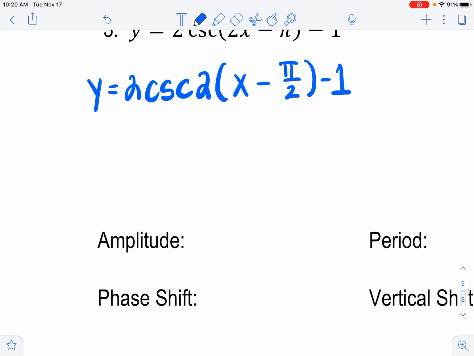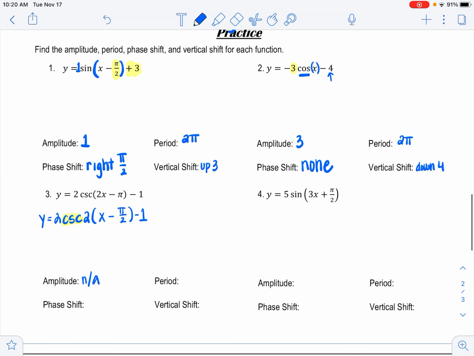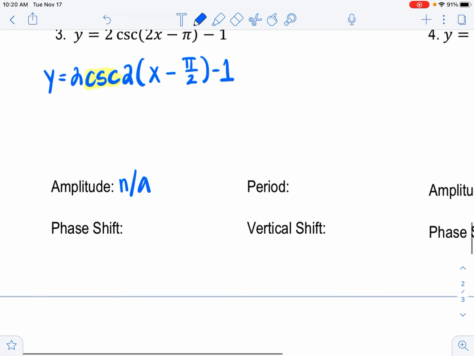All right, so now we're ready to answer these questions. First off, I want to know the amplitude. The most common incorrect answer is 2. Now, the reason the answer is not 2 is because this is cosecant, and cosecant has no amplitude. So there is no amplitude here, so you can put none, or you can put NA for not applicable. I usually put NA if it doesn't apply to that one. Also, I should have said, this is cosine, so it has amplitude. This is sine, so it has amplitude.